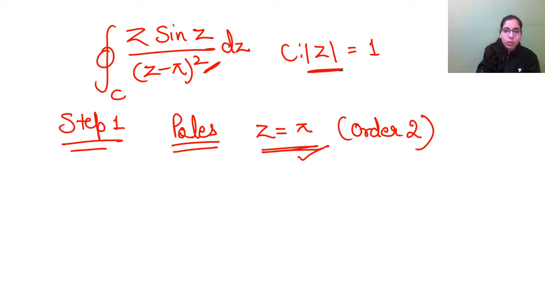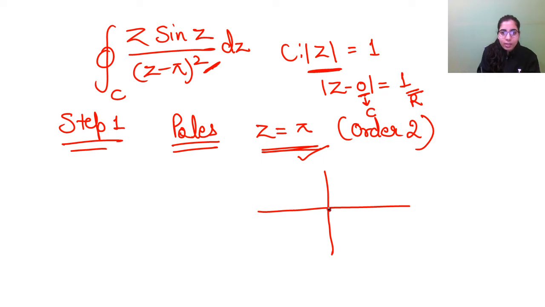What is the contour here? The contour is a circle having the center at the origin, because I can write it like this. So the center of the circle is at the origin, that means z is equal to 0. And what is the radius? The radius is 1 unit. Clear? So if I draw this circle, it's going to be like this. The center of the circle is at the origin, and the radius is 1 unit. So this is the way we are going to draw this circle.